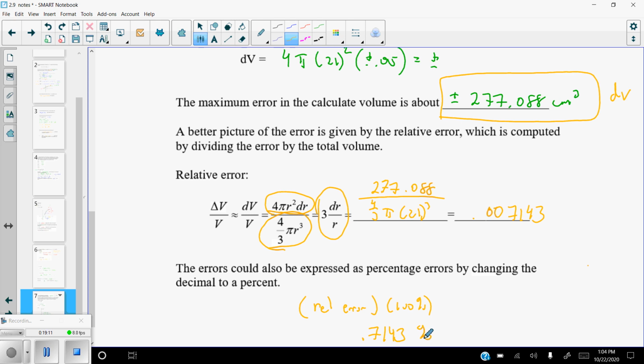So there you go. We've talked about the differential, we've talked about the error, the relative error, and the percent error all in this last video. That's plenty enough. There you go.